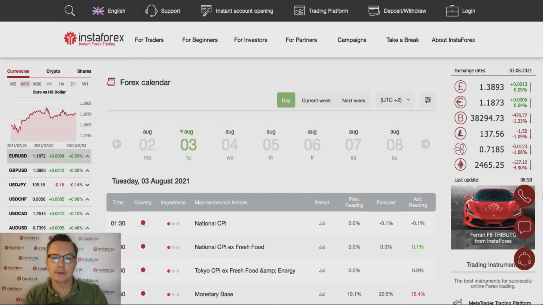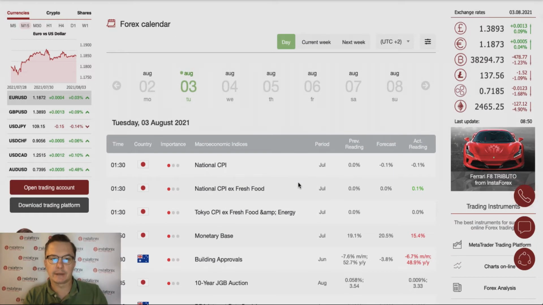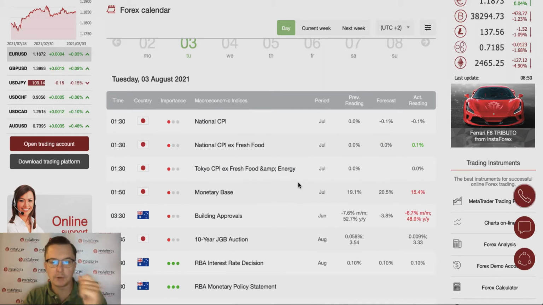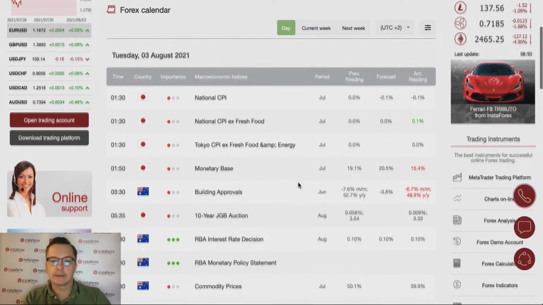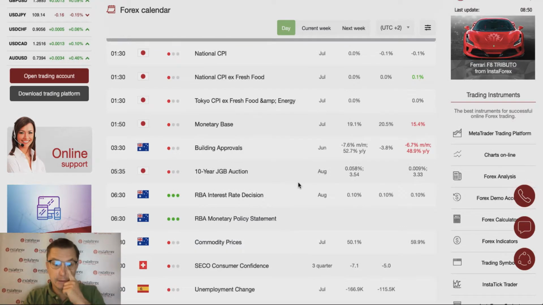Today is Tuesday, 3rd of August 2021, and as always we are going to start with the Forex calendar review. What do we have here? Plenty of data from Japan in form of a national CPI and monetary base, and as you can see, nothing is quite of a surprise here, so those data will not have much influence on the markets.